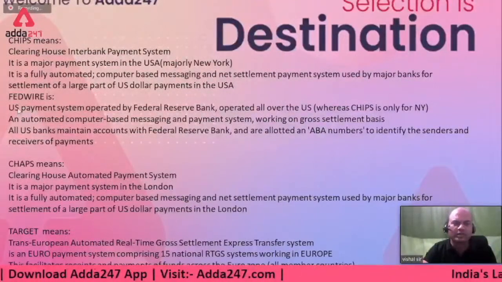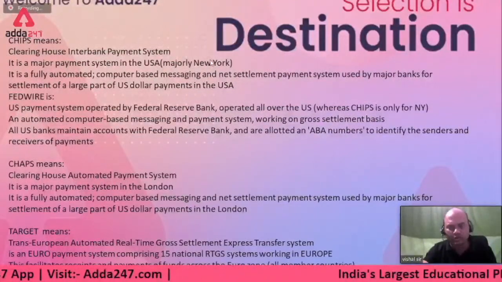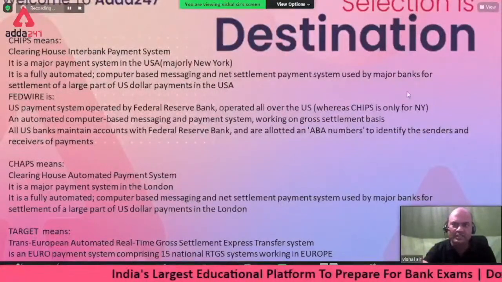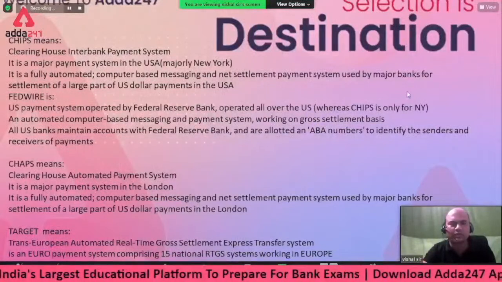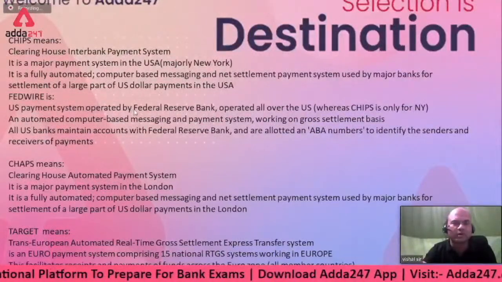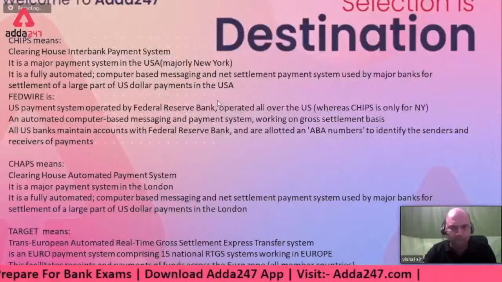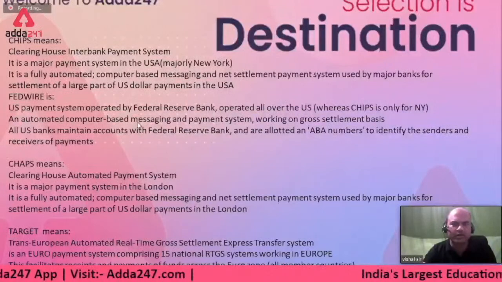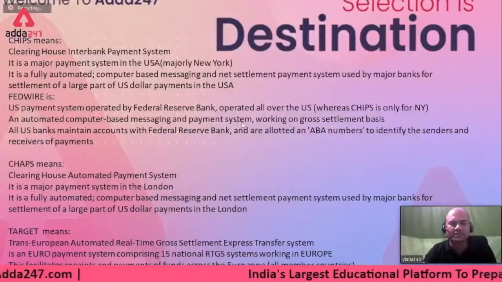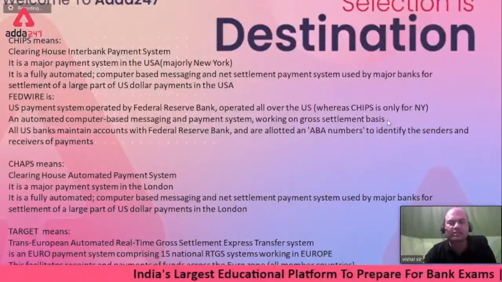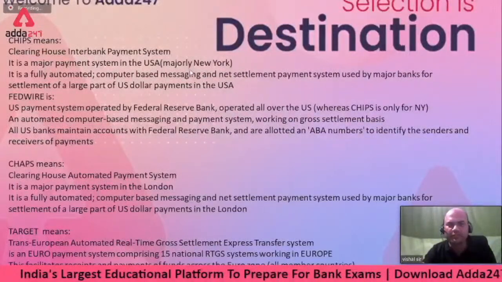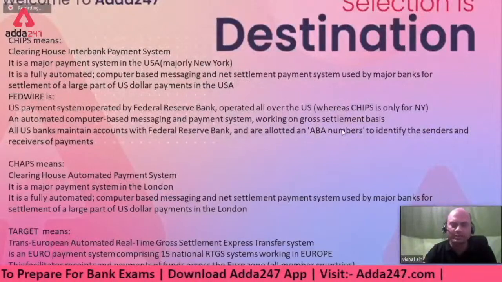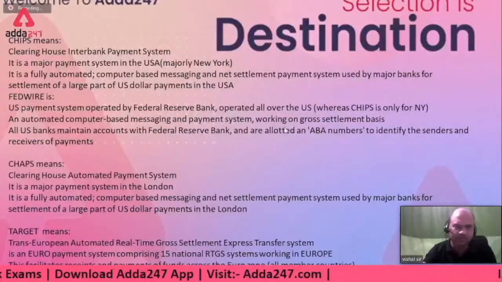Fedwire. Now this CHIPS was for New York, while Fedwire is for the whole USA. It is a US payment system operated by the Federal Reserve, operated all over the US. An automated computer-based messaging and payment system working on gross settlement basis. CHIPS was working on net settlement basis. Fedwire is working on gross settlement basis. Understand the two differences, okay?